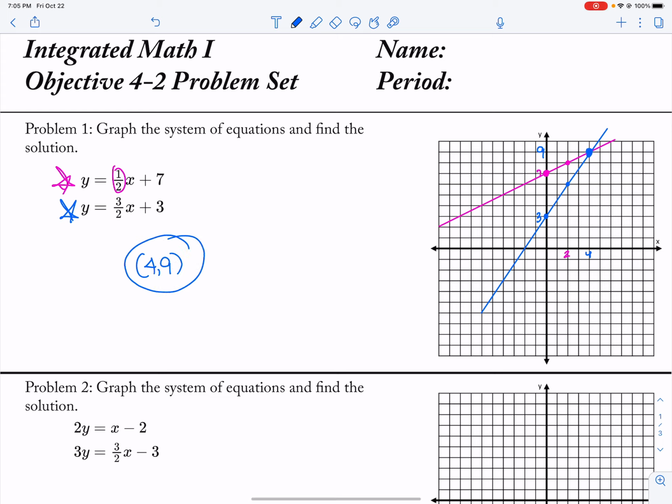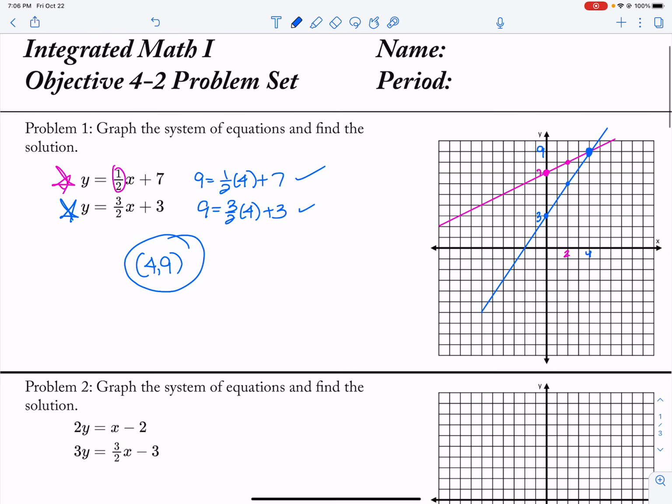We do probably want to verify, and I don't think I did this because we were graphing it exactly in class. But you do want to verify and make sure that the solution works in both equations. So you want to make sure that 9 is equal to 1/2 times 4 plus 7, which is true. And then you have to make sure that 9 is equal to 3/2 times 4 plus 3, which is also true.